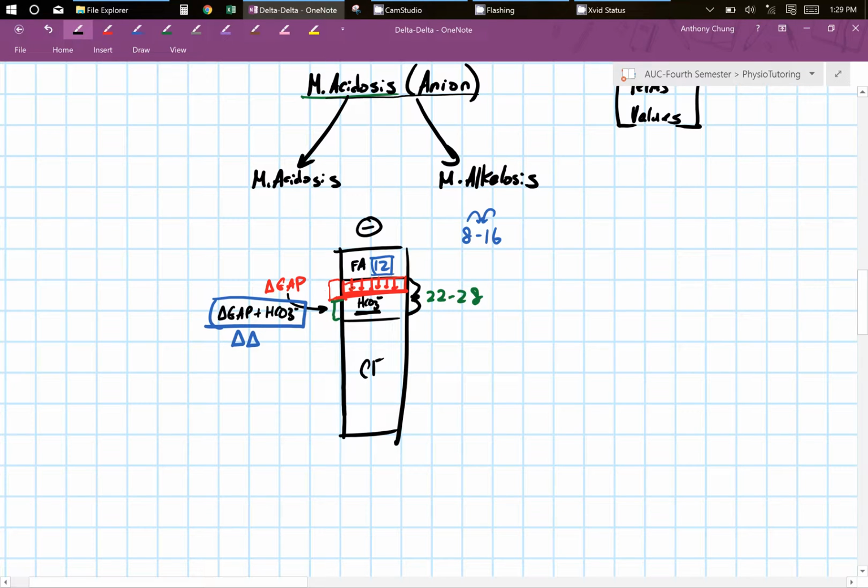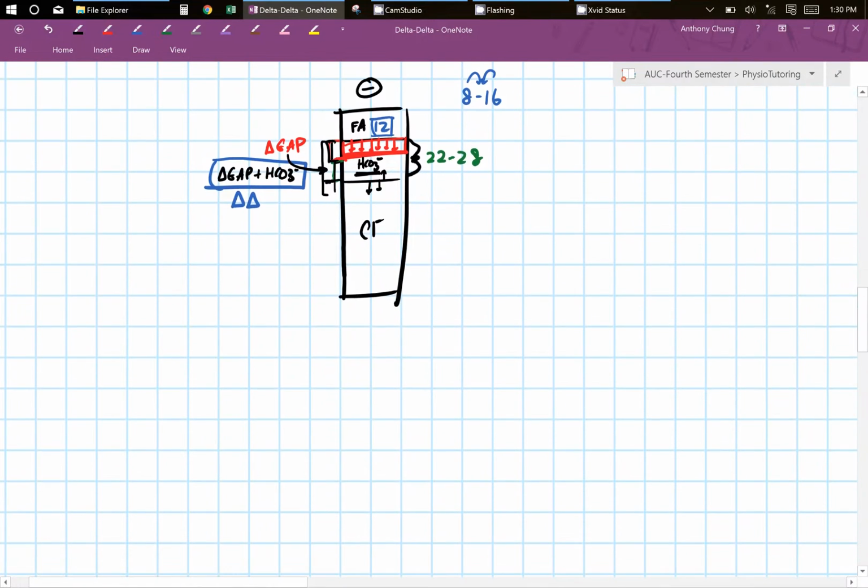Your delta gap is that little space that your fixed acids had eaten up from your bicarb. And your delta-delta is the space, and this can change, that your anions and your bicarb are taking up. But as I said before, your bicarb can be affected by other things. It can go up or down. So let's talk about that.